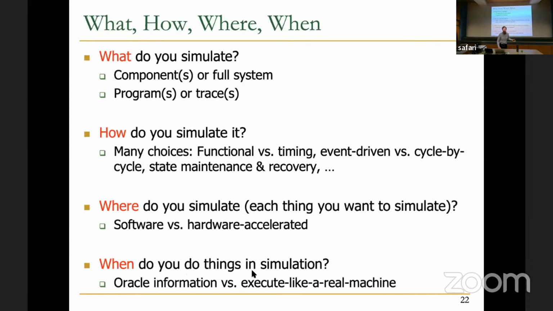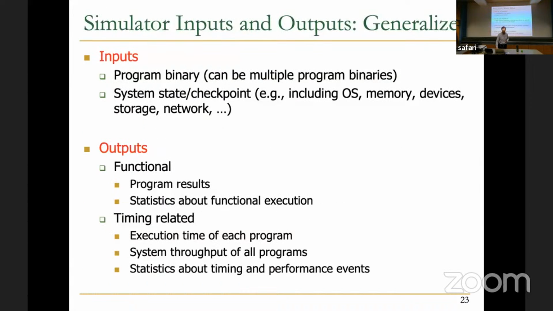And then, when do you do things in simulation? That's, again, an interesting thing, because in simulation you can do a lot of things. You can get Oracle information, meaning you can say, okay, I know where this branch is going to go, and I'm going to model a perfect branch predictor. So you can see the performance improvement that a perfect branch predictor, a perfect cache, or a zero-latency DRAM provides using simulation. Or do you execute like a real machine? You can go into a lot of these things, but we will not have time for it. But I think inputs and outputs give you a good idea.